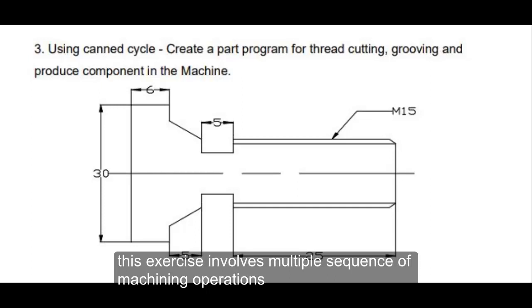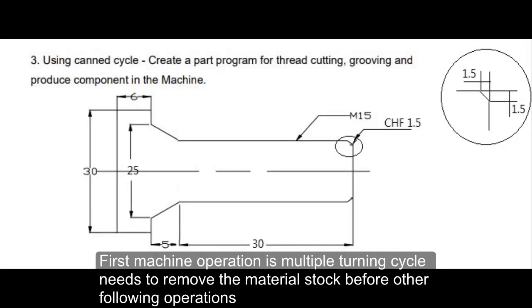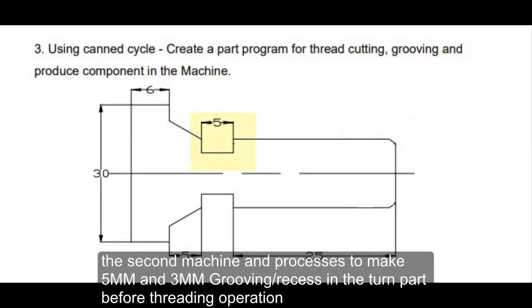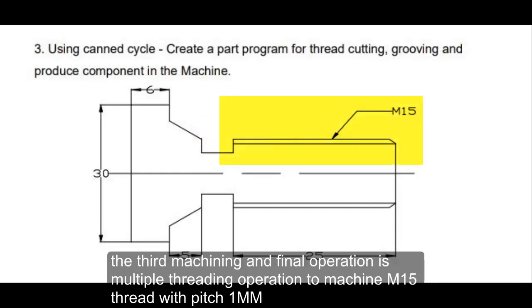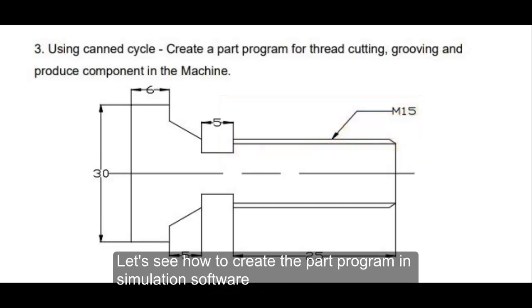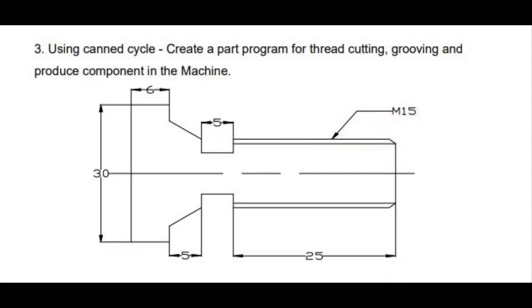This exercise involves multiple sequence of machining operations. First machining operation is multiple turning cycle. Needs to remove the material stock before other following operations. The second machining process is to make 5 mm width and 3 mm groove or recess in the turned part before threading operation. The third machining and final operation is multiple threading operation to machine M15 thread with pitch 1 mm. Let's see how to create the part program in simulation software.